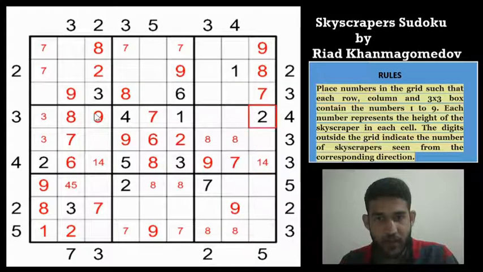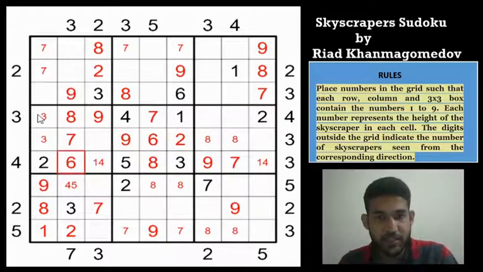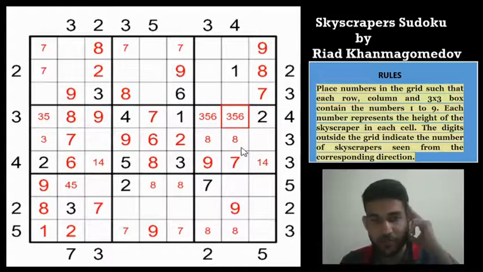Then let us look at row 4, which is quite constricted, or rather restricted. 1, 2, 4, 7, 8 and 9. So remaining are 3, 5 and 6, but 6 is here, so this must be a 3, 5, and these two cells must be 3, 5 and 6.